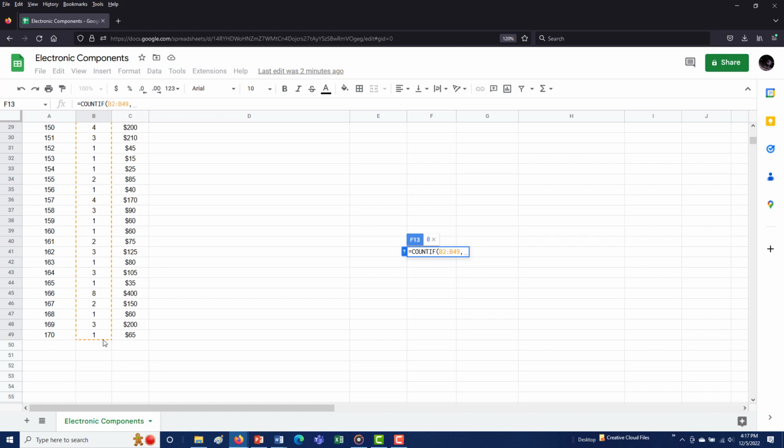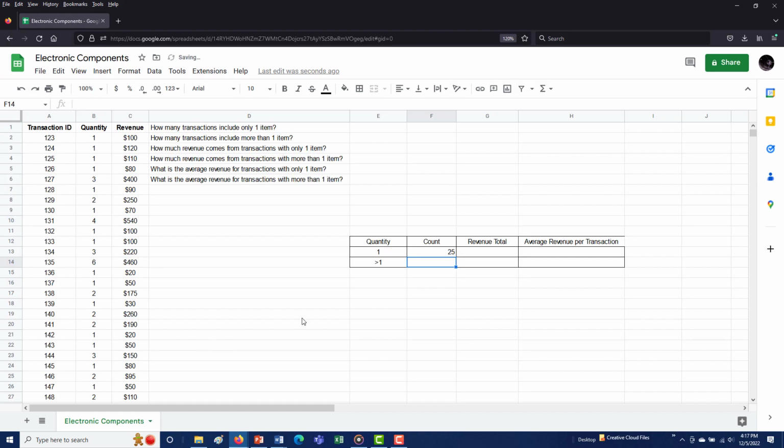Comma. Open quote, equals 1, that's the value or the criteria that we have established. Close parentheses, enter, there's our answer, 25. Next question, so that's our first answer for question 1, how many transactions include one item, that's 25.